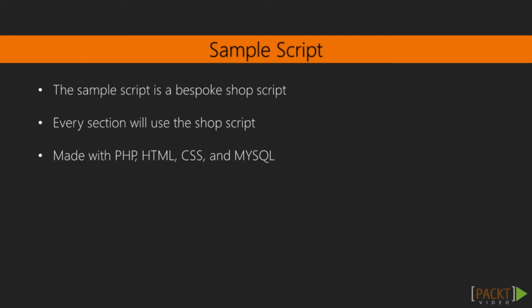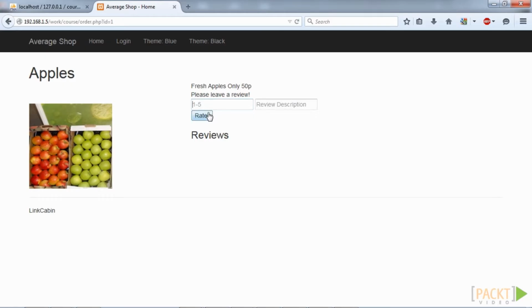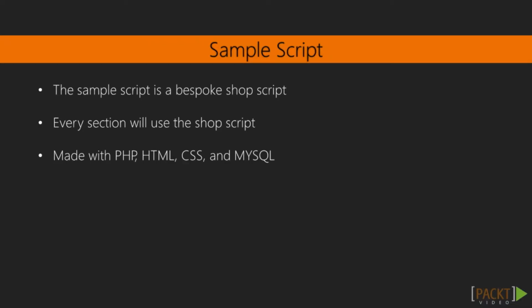We'll be using a sample script within this course. Every section will use it, and it's basically a script I've designed so that people can test different vulnerabilities, and it has every vulnerability that is provided within this course. So it's very easy to use and open source. You don't have to go on any other website. It's made with PHP, HTML and CSS as well as MySQL.